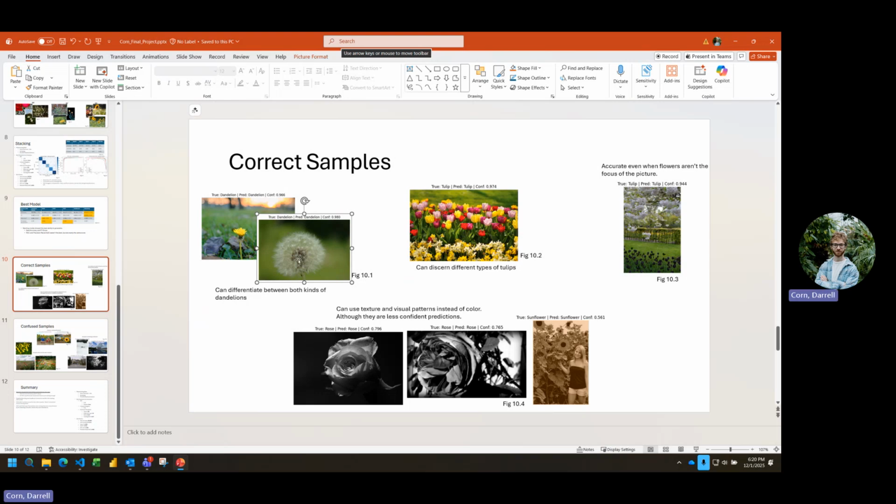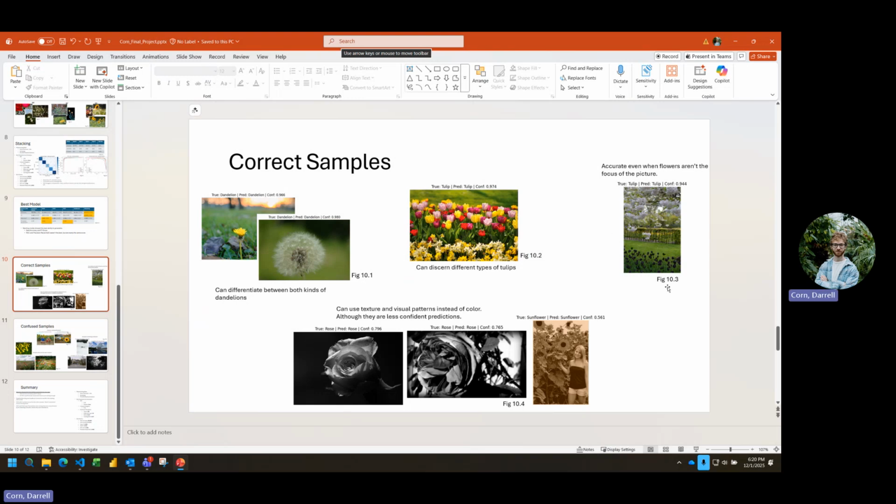So, but it was able to consider both into the dandelion class. Also, for the tulips, there were many different kinds of tulips in the data set, but it was able to discern a large amount of them.